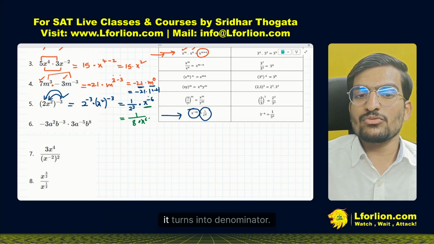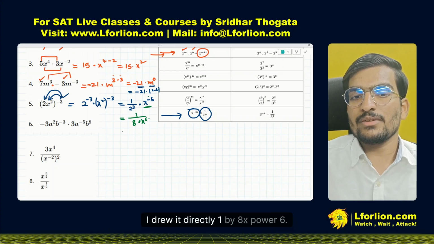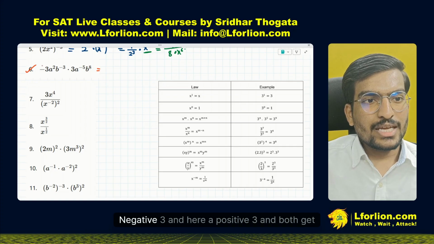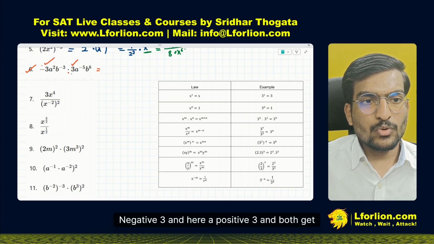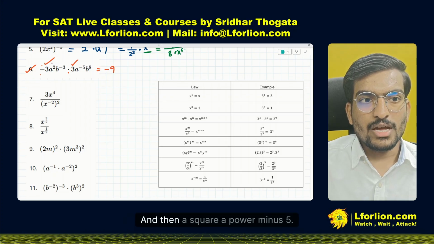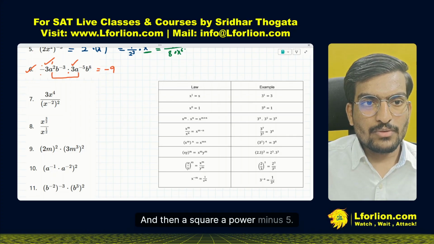It is negative, so it turns into the denominator. I drew it directly as 1 by 8 x power 6. So question number 6: negative 3 and here a positive 3, and both get multiplied. 3 times 3 is negative 9 because of the negative here.